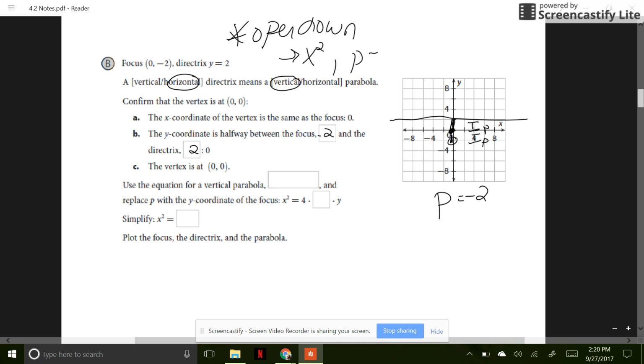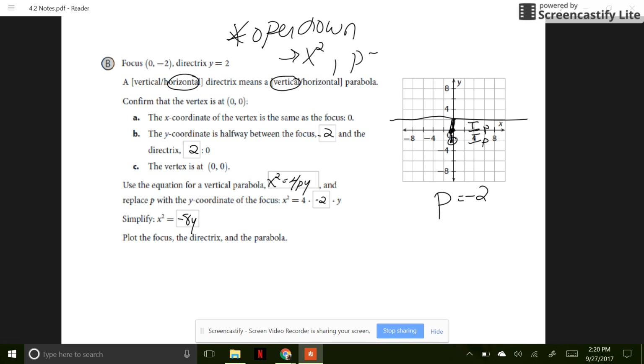So the equation for a vertical parabola, we said it's our x squared. So x squared should be 4py. We said that our P value was -2. So this means our equation is going to be -8y.